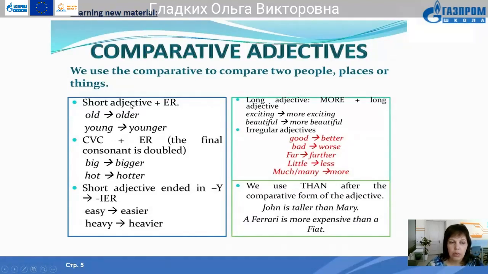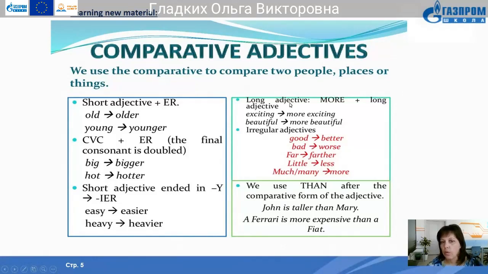Example, if we have a short adjective, we add -er. Old, older, young, younger. And if there is consonant, vowel, consonant, we add -er and the final consonant is doubled. Example, big, bigger, hot, hotter. And in short adjectives ending in y, the y changes into i. Example, easy, easier, heavy, heavier.